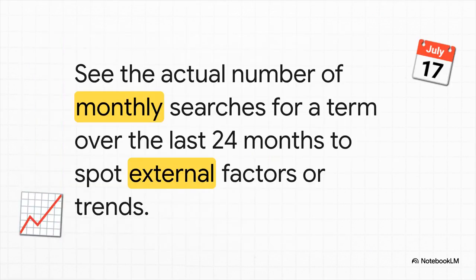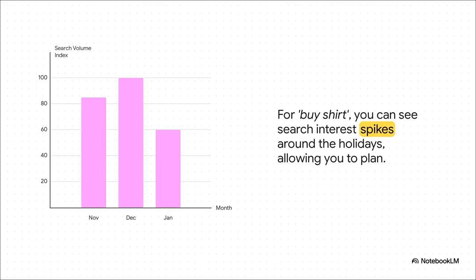Now this is cool. The planner also shows you historical trends, and this is absolutely crucial for spotting things like seasonal demand or seeing how real-world events are changing what people search for. Look at this. For our buy shirt example, you can clearly see that search interest just spikes around the holidays in November and December. Now, having that insight is incredibly powerful. It means you can plan your budget and your ads to hit right when demand is at its absolute peak.